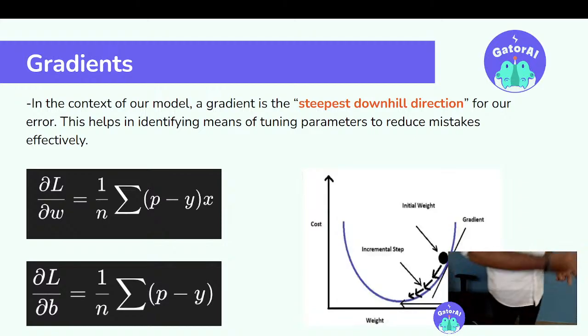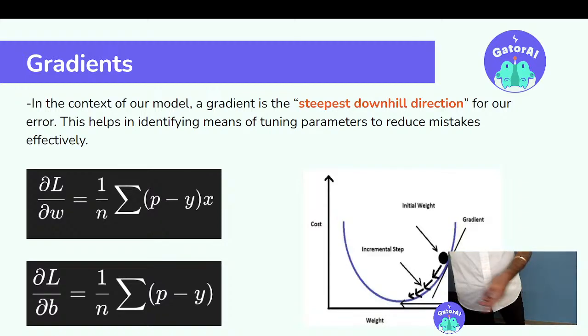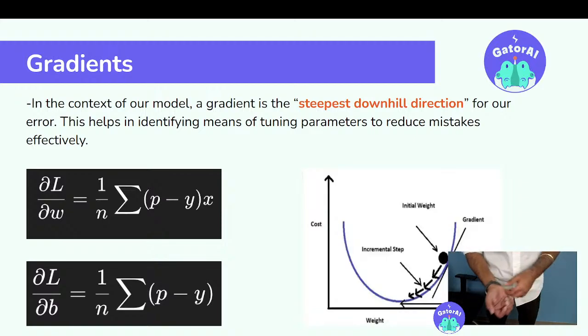So in the context of machine learning, the gradient is essentially the steepest downhill slope of our error function. Let's say you were standing on a mountain, for instance. If you want to get to the lowest point as fast as possible, you don't wander randomly. You take a straight path, or the most optimal path. And this is what our gradient function gives us. It gives us the most optimal path to improve upon our mistakes.